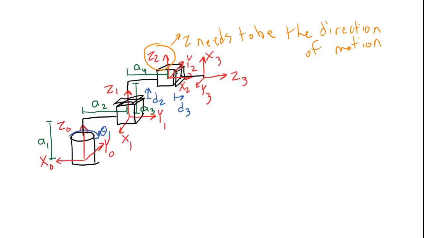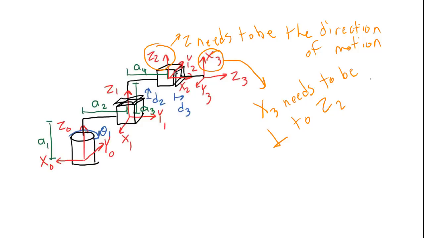Okay, let's think about the other two rules. X has to be perpendicular to its own z-axis and the z-axis before it. X0 is okay, X1 is okay, X2 is okay, but X3 is not perpendicular to Z2, so that is an error. I'm going to circle this and say X3 needs to be perpendicular to Z2. So we've got 2 errors, we need to find 3 more.